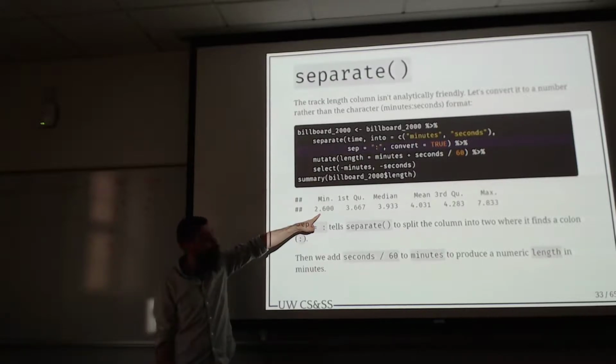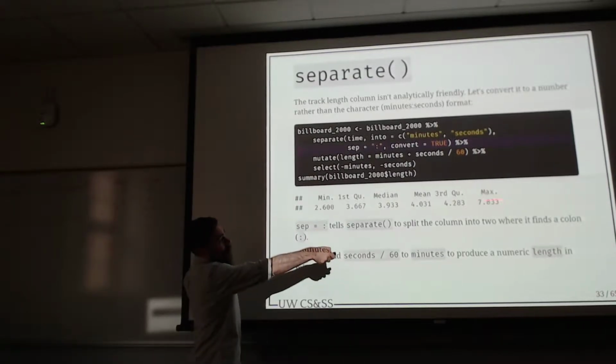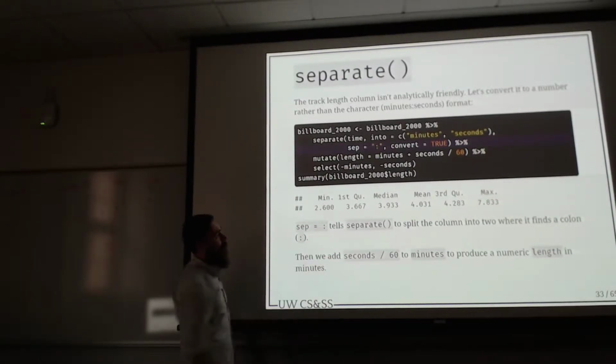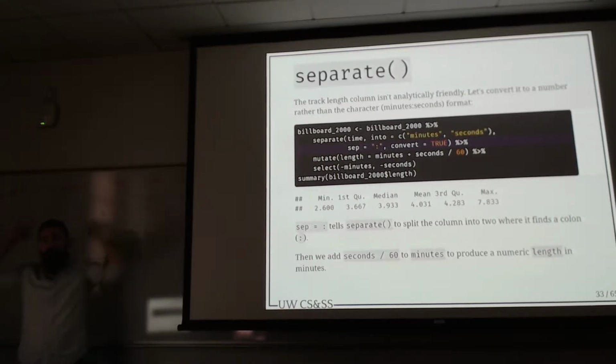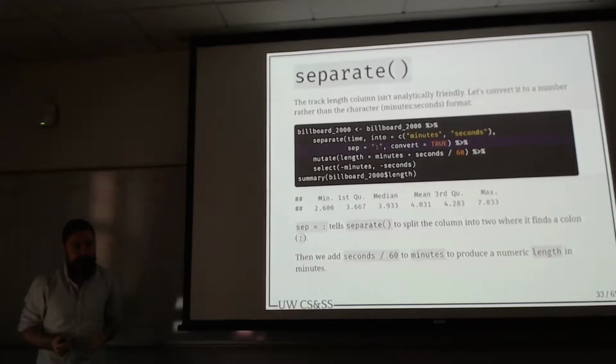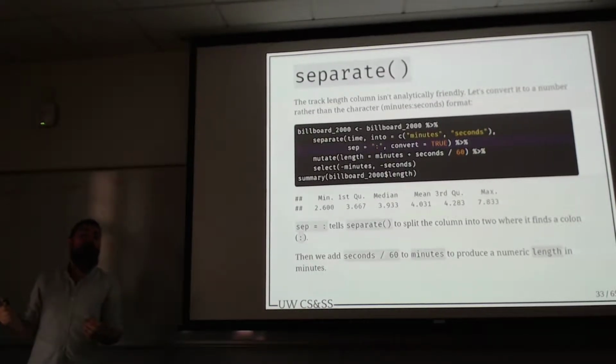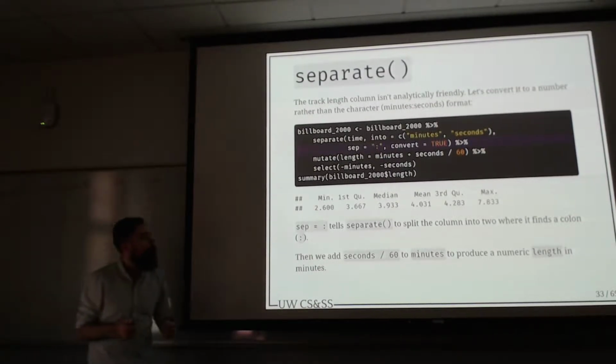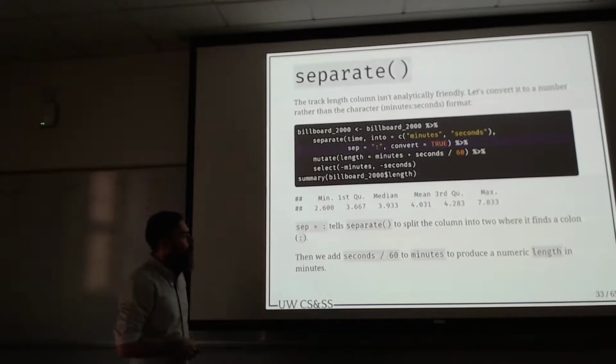was 2.6 minutes long, and somebody had some Freebird out here at 7.833 minutes long. I now have numeric decimal times. Okay? And I could plot those nicely in ggplot. I could not plot 3:22 in ggplot. Okay? Does that make sense?